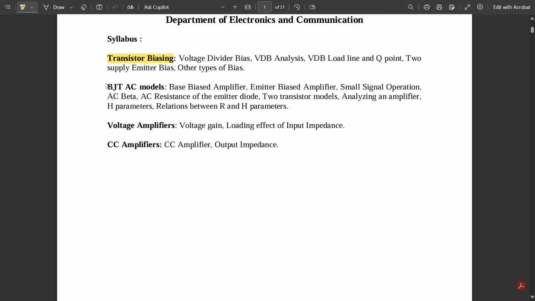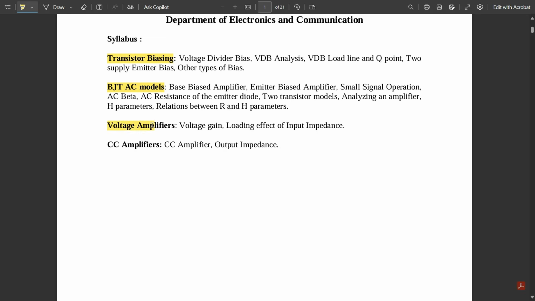And the second part of this module is BJT AC models. BJT stands for bipolar junction transistor. I guess you might have been hearing this term. In depth, we are going to see concepts related to BJT, starting from base biased amplifier, emitter biased amplifier, small signal operation, that is SSO, then AC beta configuration, then AC resistance of the emitter diode, two transistor model, then analyzing an amplifier, H parameters, and the relation between r and h parameters. Everything we are going to discuss in this part.